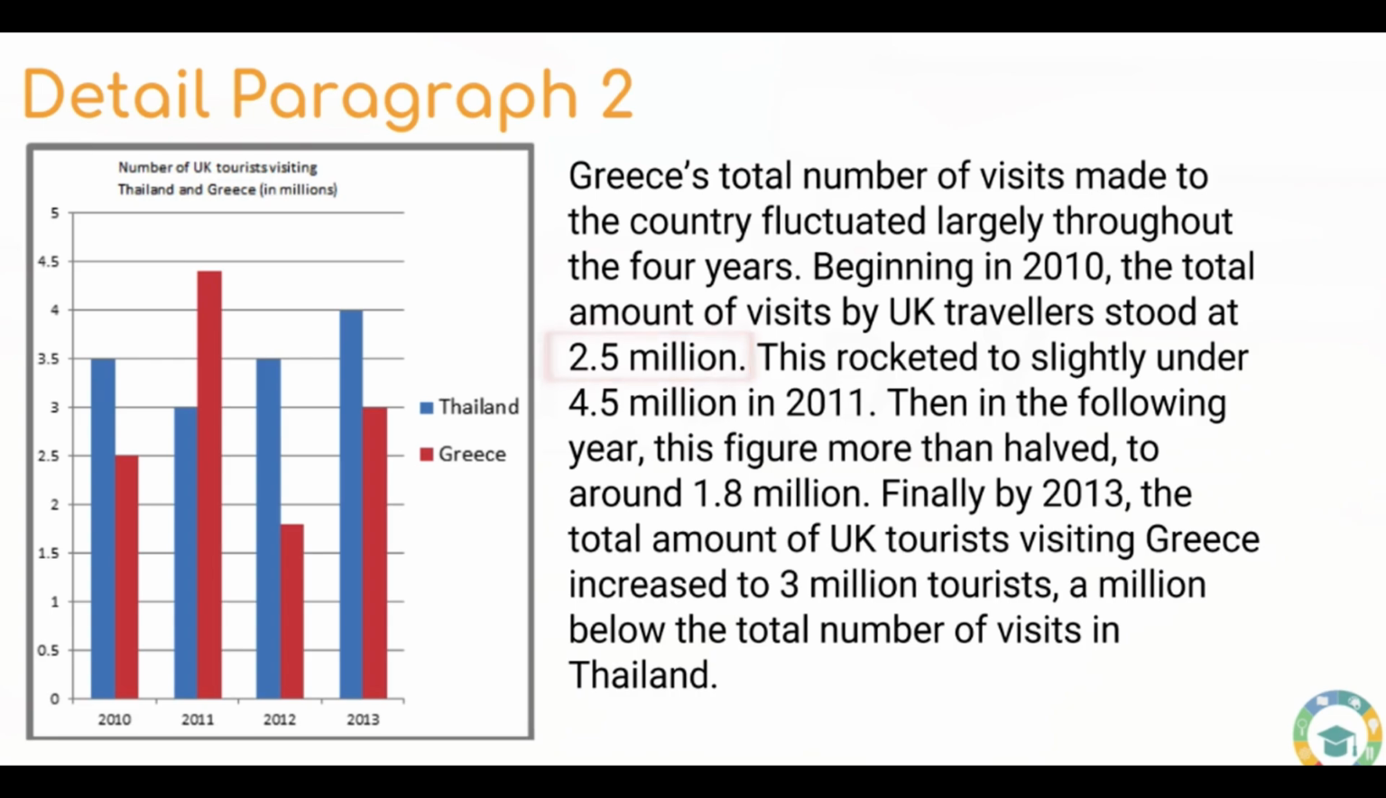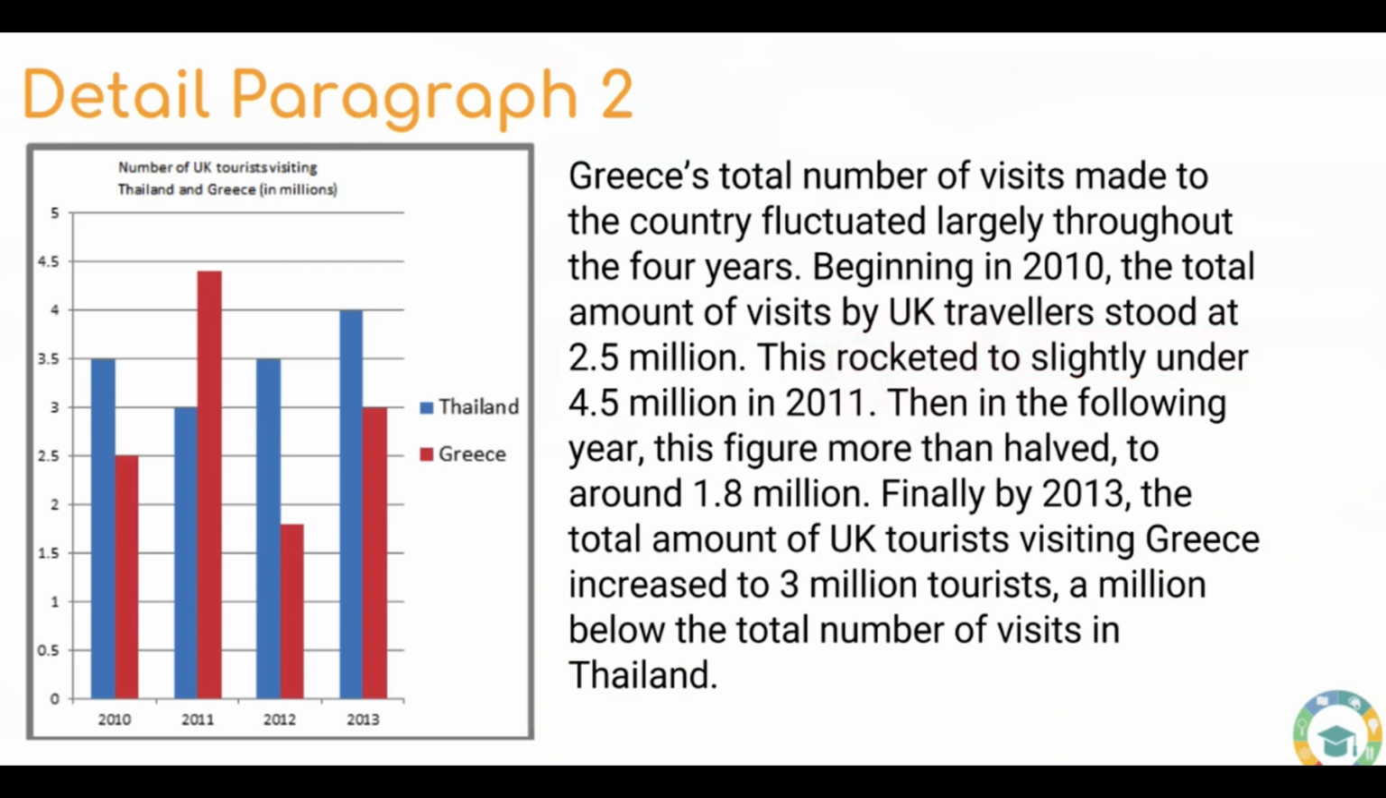Next, I used rocketed to describe the big increase in 2011. Now you can see I said it was slightly under 4.5 million, whereas if I said the figure was 4.5 million, I would lose marks as that is not correct.